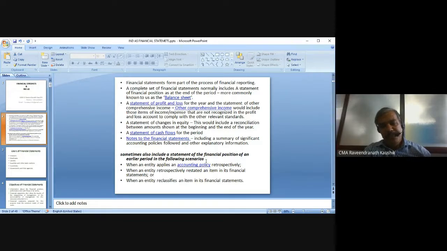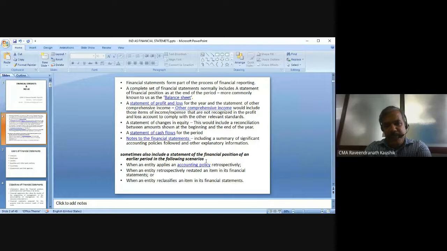So these are the five important things the standard should carry out in the financial reporting. The first one is the balance sheet, of course, the statement of balance sheet. Second is your profit and loss account statement, and the third is the other comprehensive income statement, which is annexed to your profit and loss account. The fourth is your cash flow statements, and the fifth is notes to the financial statements.